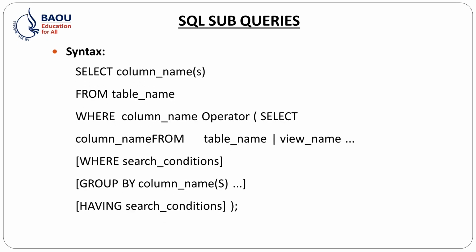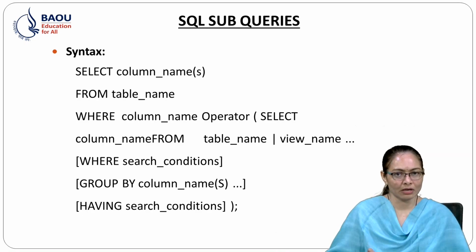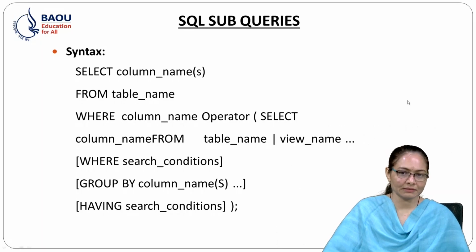Now, see the syntax of the subquery: select column names from table names, where column name, then operator. In the brackets, select column name from table name or view name. We will learn about views in the next session. Where condition, then group by, then having.